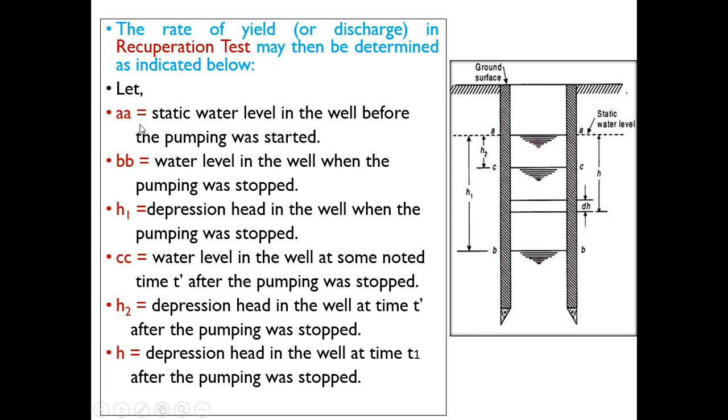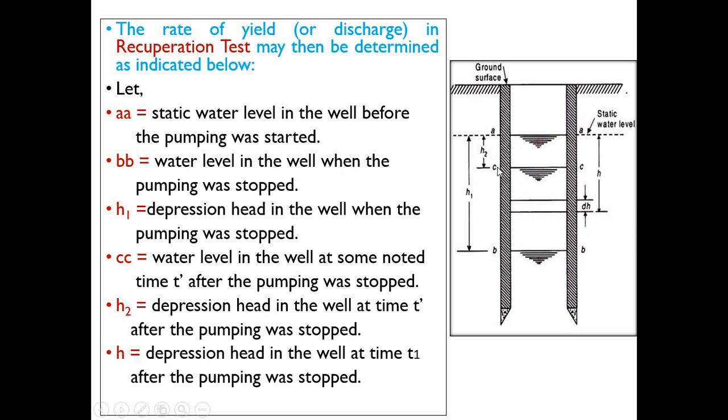A is the static water level in the well before the pumping was started. BB is the water level in the well when pumping was stopped, and H1 is the corresponding depression head when pumping was stopped. CC is the water level in the well at some noted time T after pumping was stopped. H2 will be the corresponding depression head for this CC.